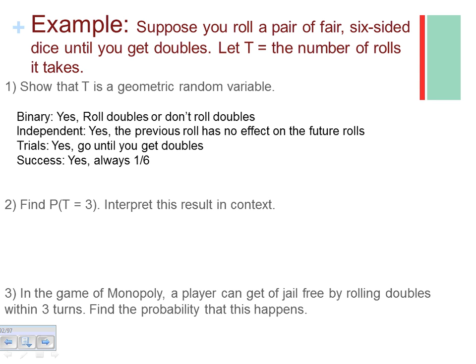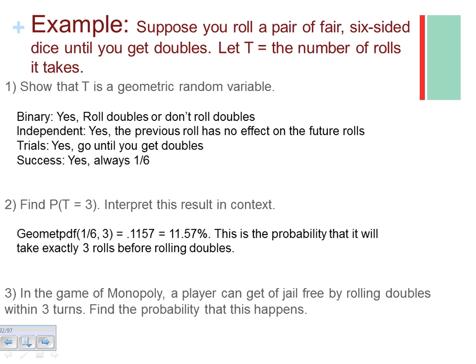All right, binary, yes. Independent, yes. Trials, we're going until we get doubles. Success, always the same. Let's find that T equals 3. So here I'm just going to do a PDF, probability of success. So P(k) is 1/6, k is 3. So I get about a 12% chance that I get exactly 3. It takes me exactly 3 rolls before I have gotten doubles. So I get doubles on my 3rd roll.